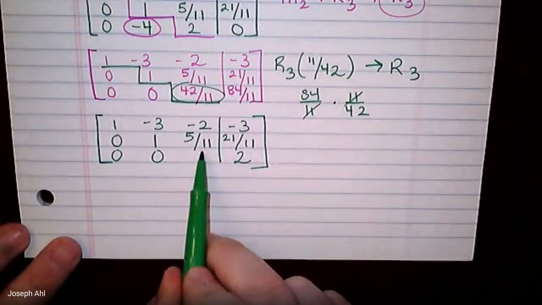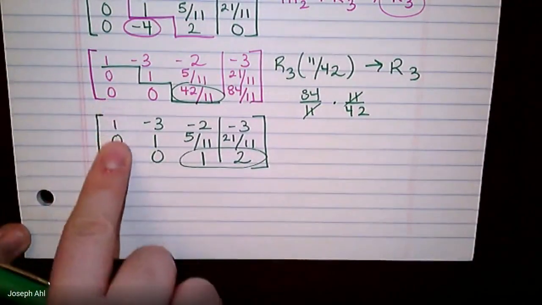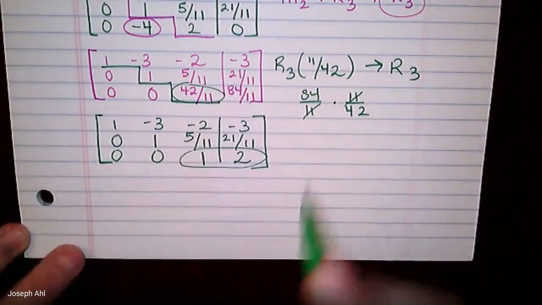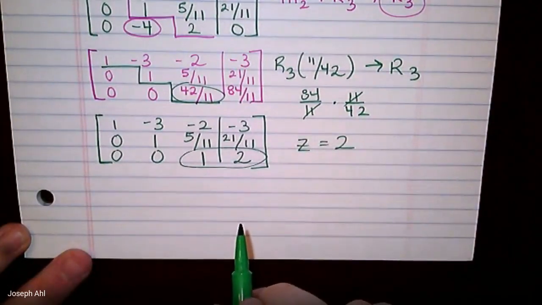So how do I take this system right here and figure out the values for x, y, and z? Well, first and foremost, that last section at the very bottom, remember the first column, these are all the x coefficients, the y's, these are the z values. That last equation says z equals 2.